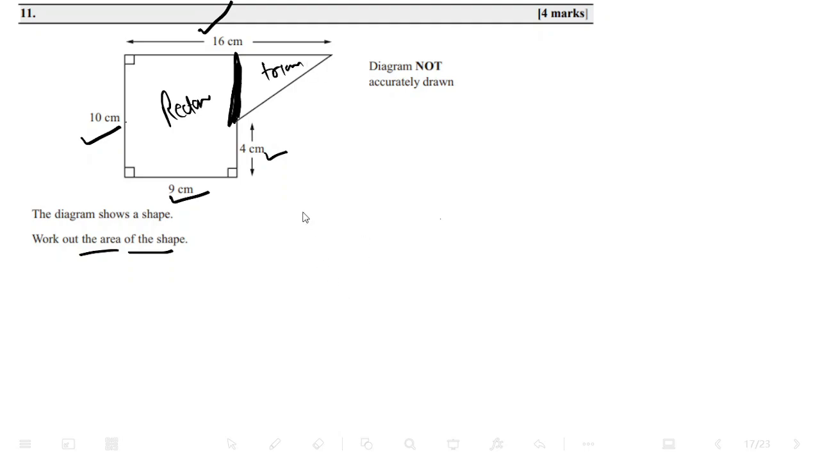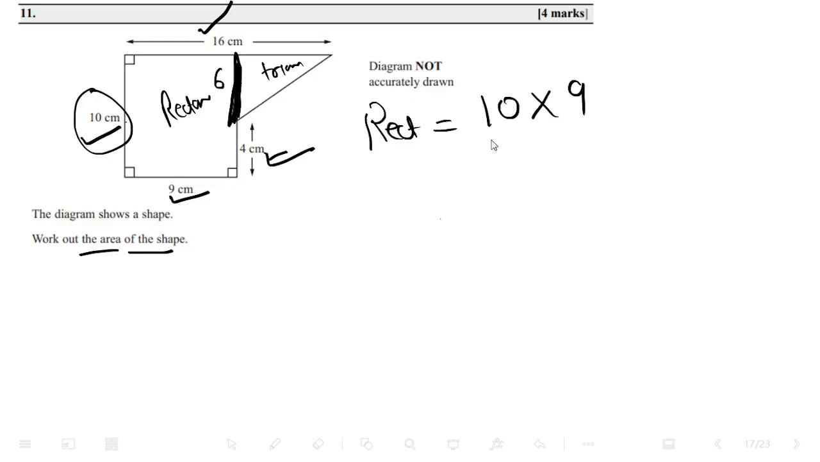Now see, this is 4, and already we know this is 10, so this will be 6, right? Now if we are talking about the rectangle part, this is 10 multiplied by 9, which is equal to 90, right? Now the rectangle part is clear. That is what we have calculated.